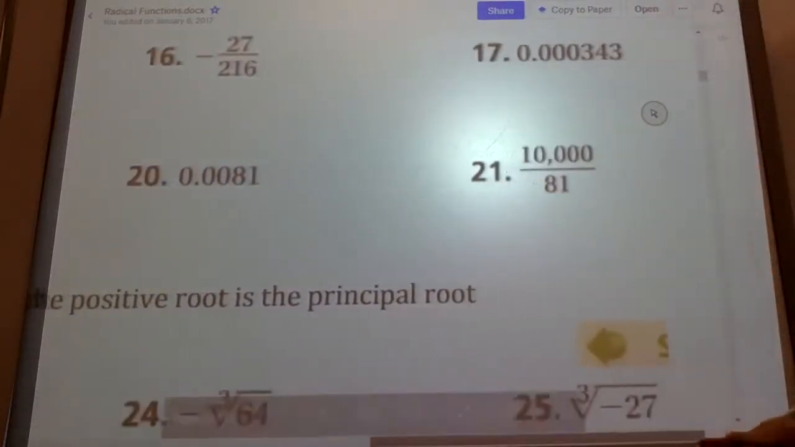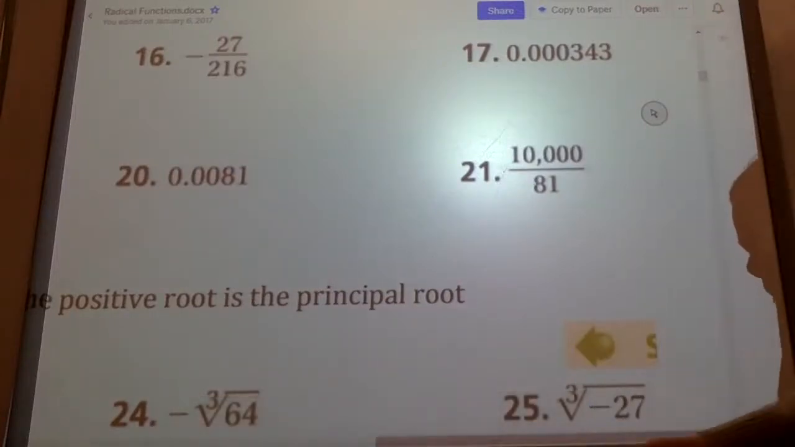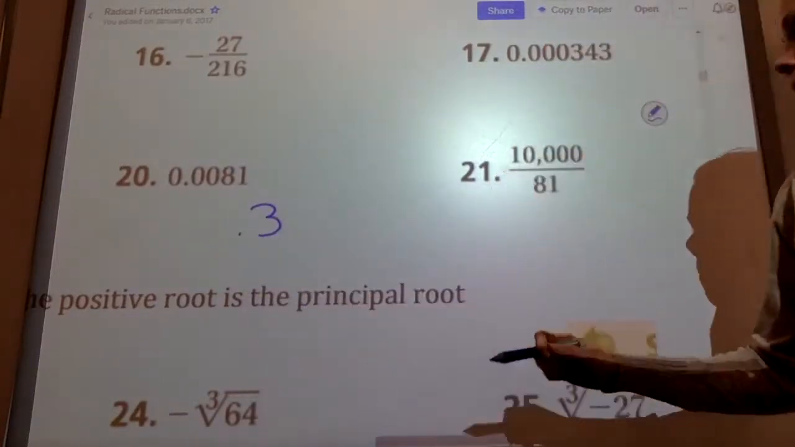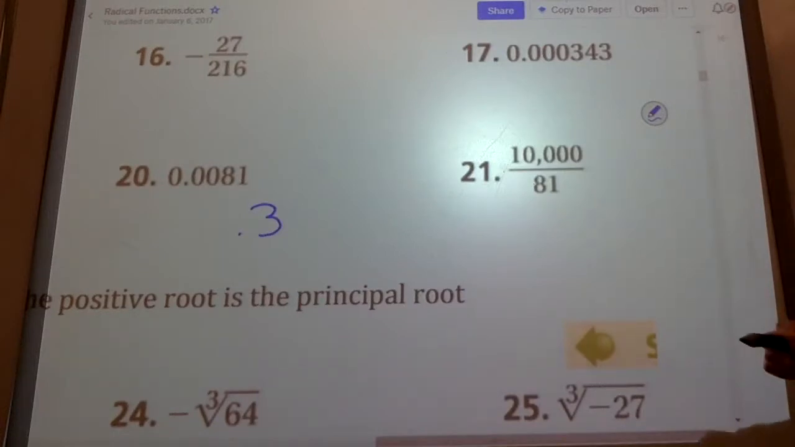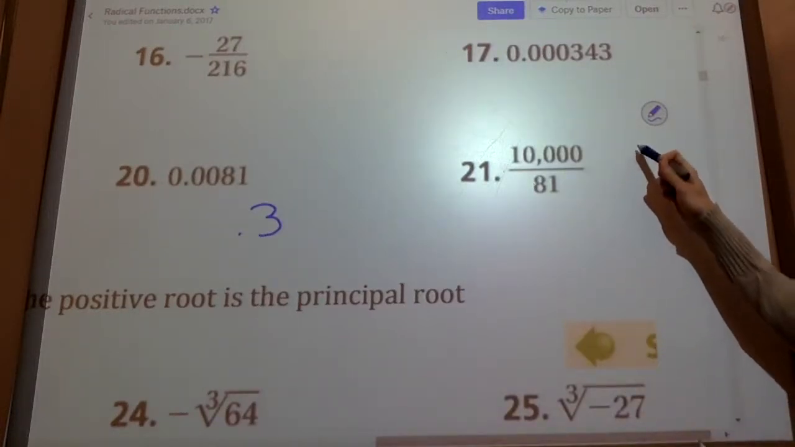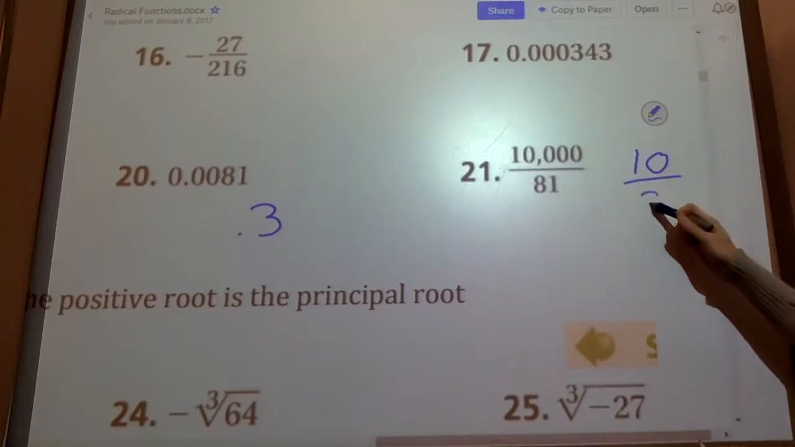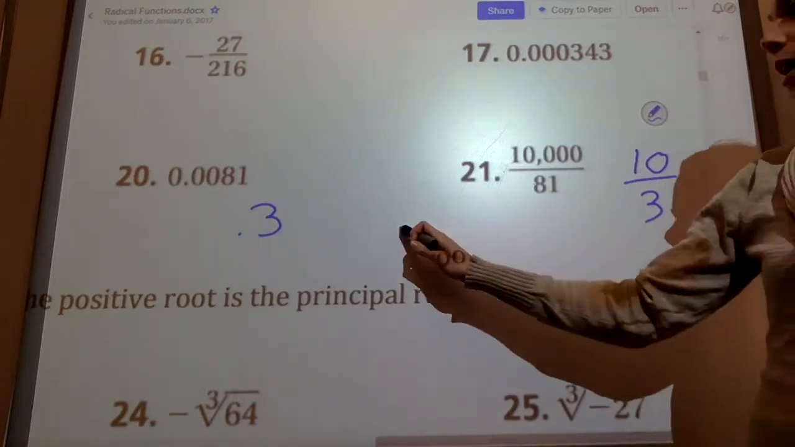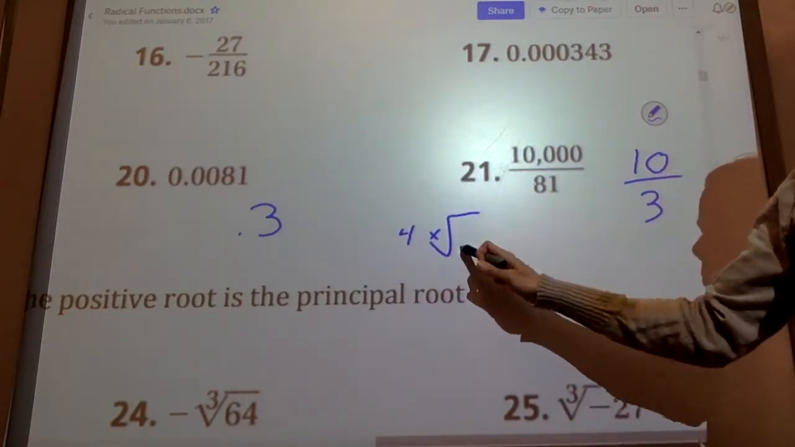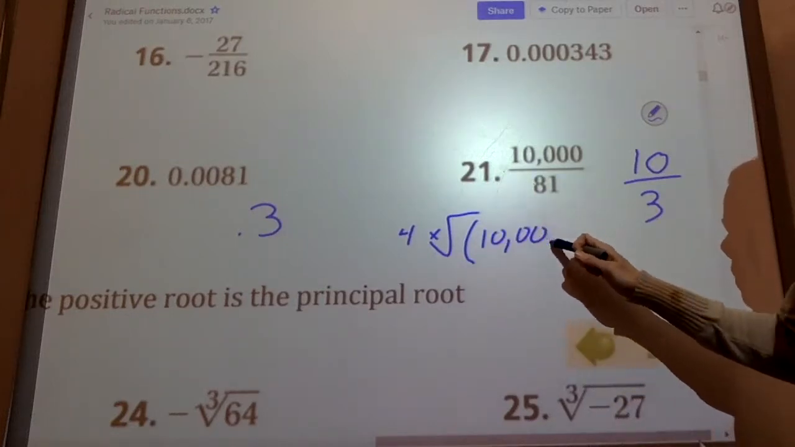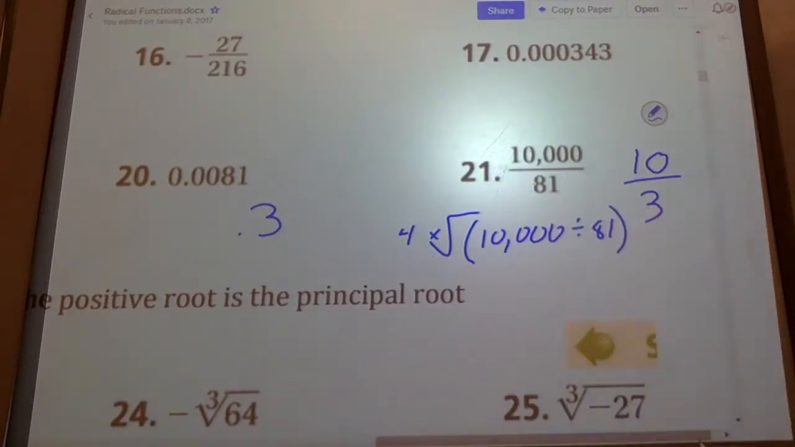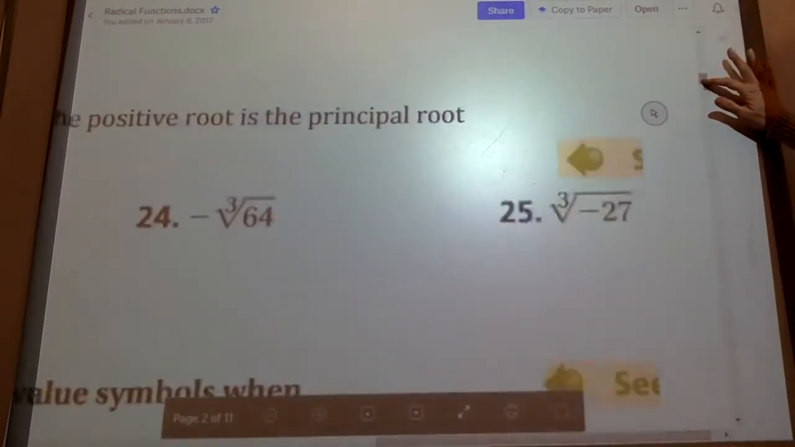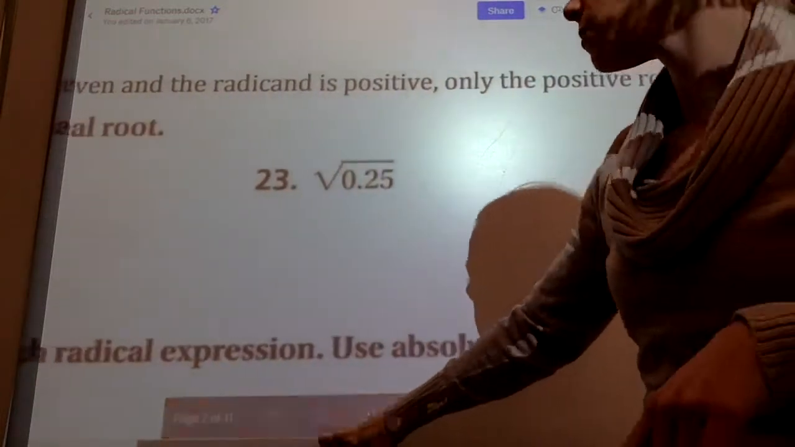How about fourth root of 0.0081? What's that? 0.3, very good. How about 10,000 over 81? Thirds. You have to fourth root 81 also. So you should have this 4 and then the x button and then parentheses 10,000 divided by 81. Close your parenthesis and then math enter. Okay. Good. Okay. Let's do a couple more here and then we'll move on with variables.